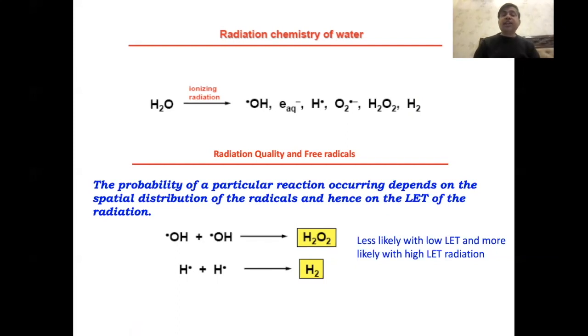Then the radiation quality and the free radical. The significance of this slide is that the probability of a particular reaction often depends on the spatial distribution of the radicals and hence the LET of the radiation. So if a hydroxyl radical combines with a hydroxyl radical, it leads to hydrogen peroxide, and when a hydrogen radical reacts with a hydrogen radical, it leads to the formation of H2. So it's less likely with low LET and more likely with high LET.